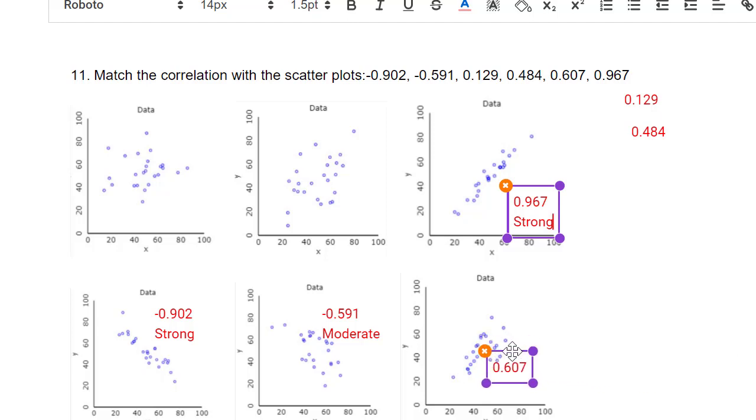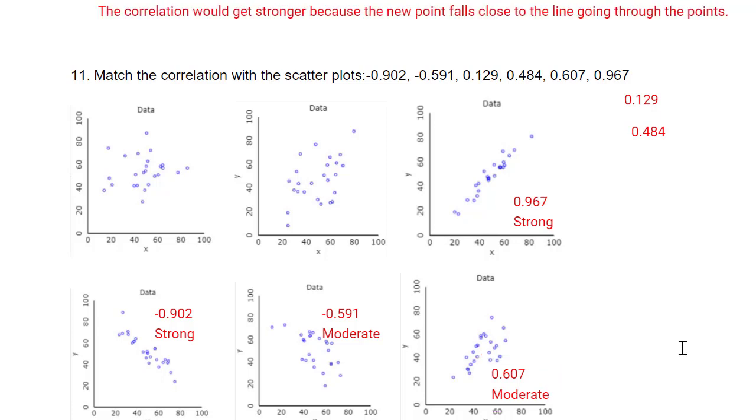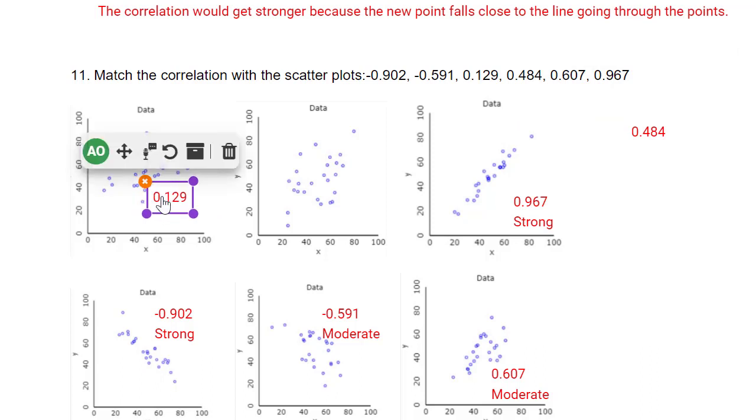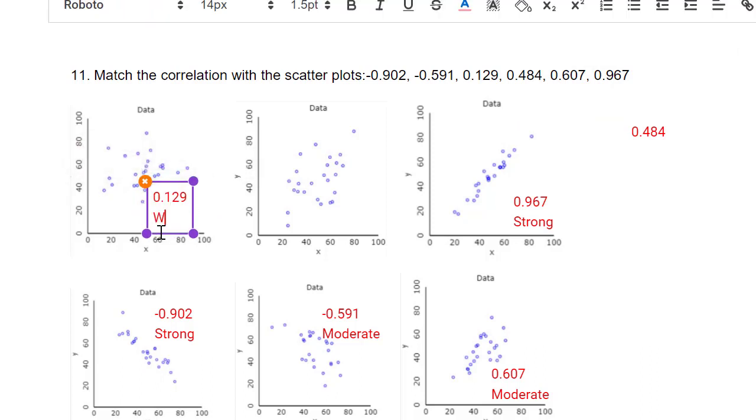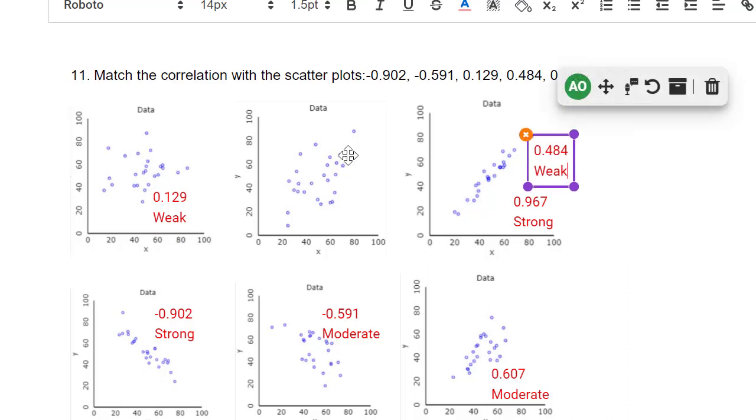It's 0.607. You can see it's actually very similar in strength to the one right next to it. They're both moderate. They're both about 0.6, but one is negative and one is positive. The big deal here is to make sure that you keep your signs proper. So this one's the weakest relationship here. So I'll put weak. And then here is also a weak relationship, but not quite as weak as that other one.